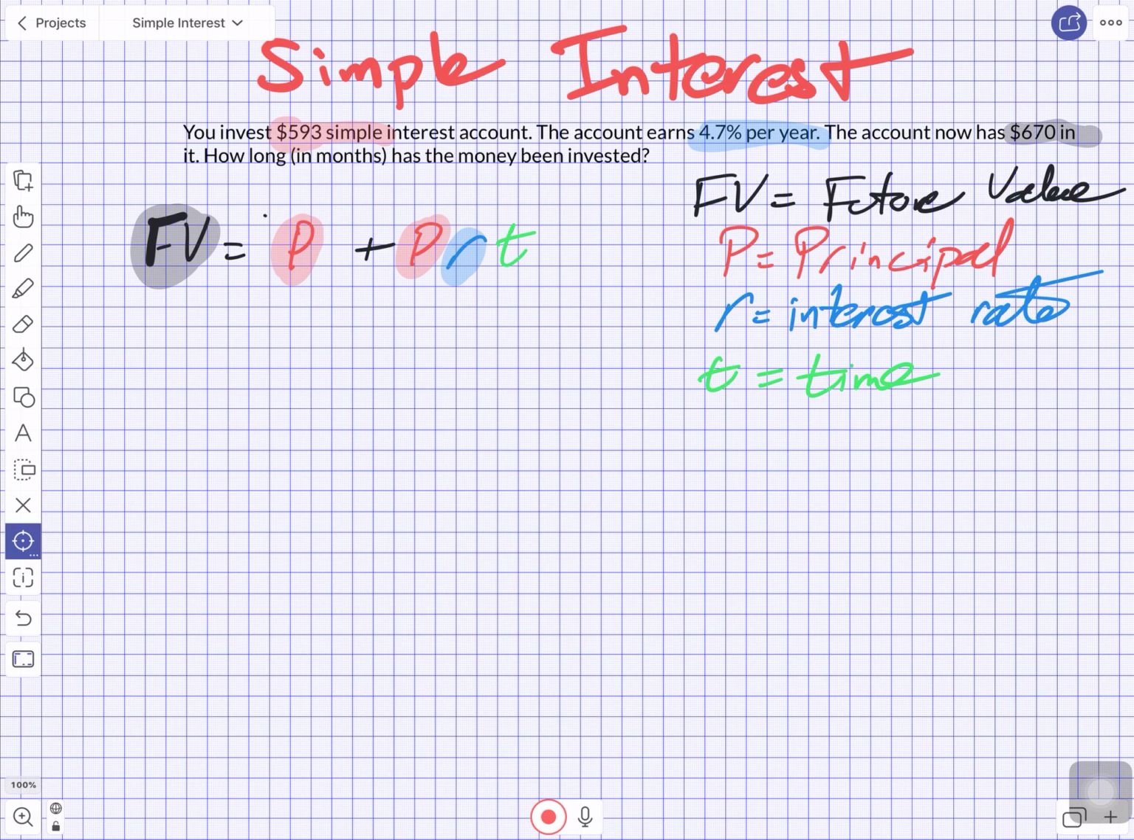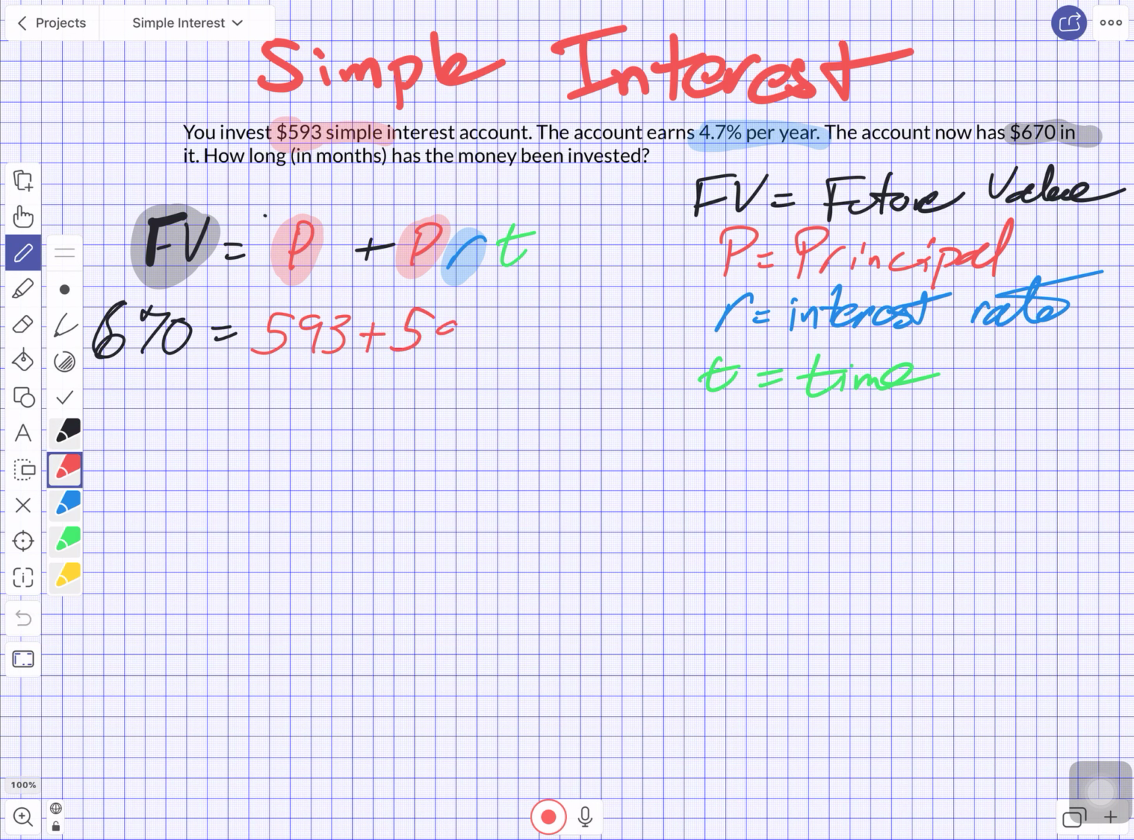So we're going to plug in all of our variables, and then isolate for the unknown variable. The future value is $670. Our principal is 593, plus 593 times the interest rate. This is a percentage, which we have to change into a decimal. In order to do that, we divide it by 100, so 0.047, and T is still our unknown.